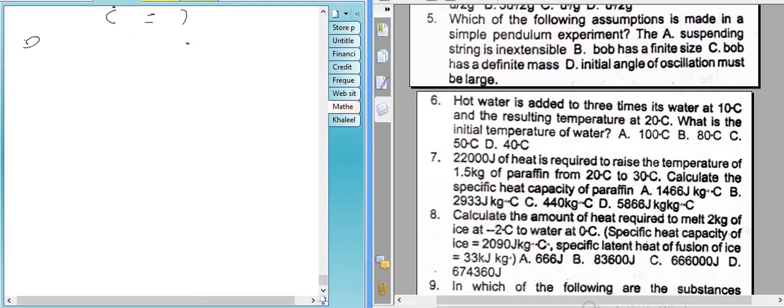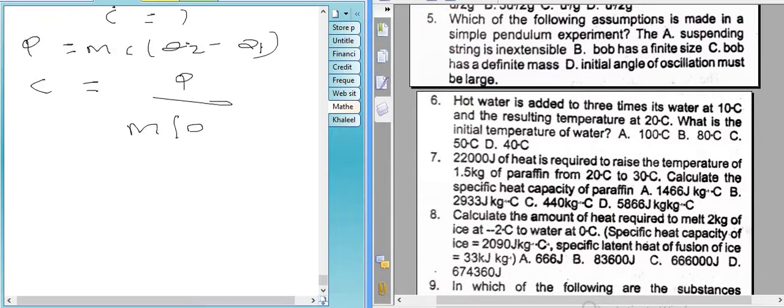So now we apply the formula. The quantity of heat is mc into theta 2 minus theta 1. So we are looking for the specific capacity, which is equal to Q over, by making use of the formula, m into theta 2 minus theta 1.